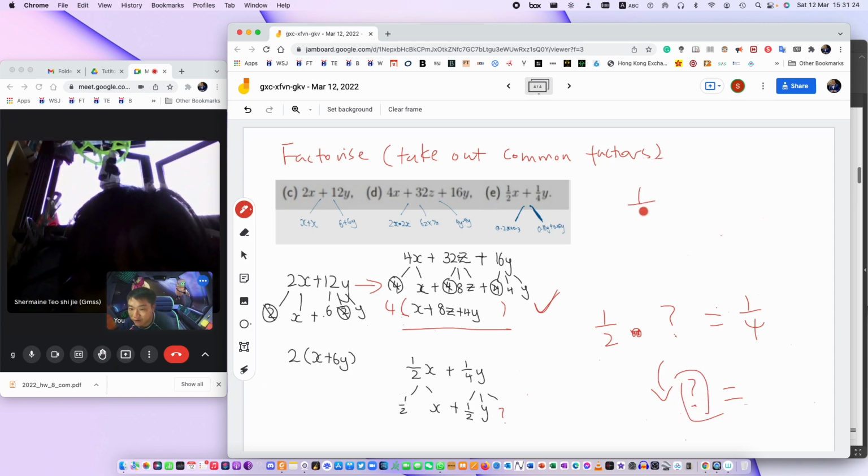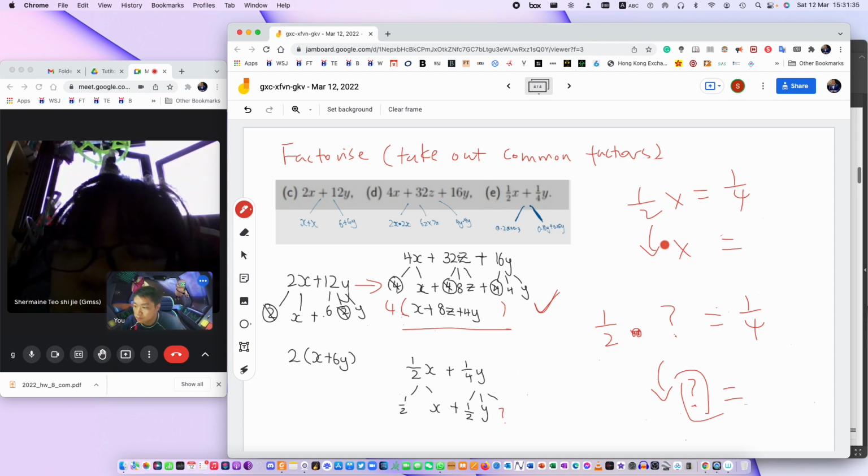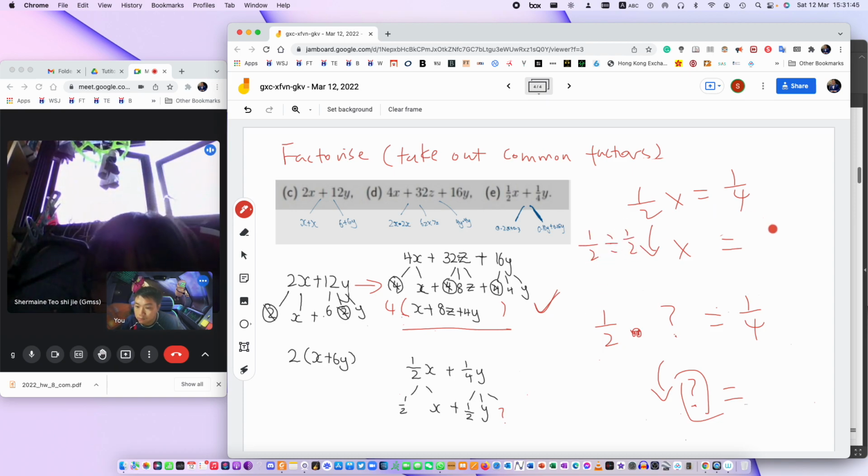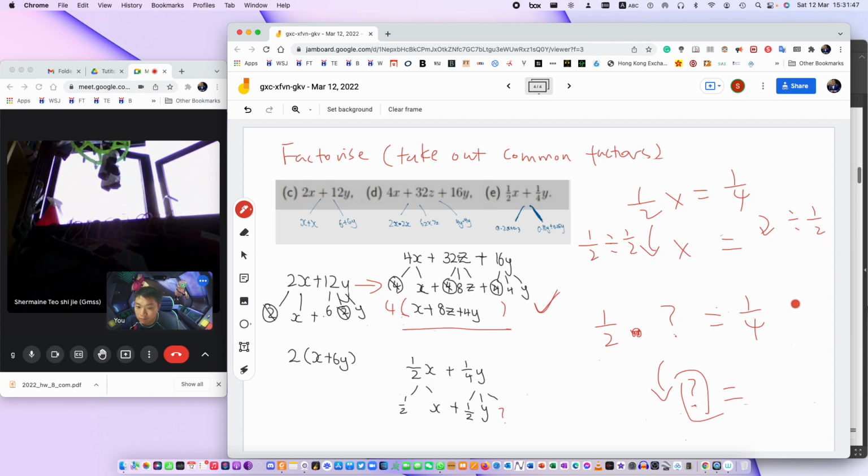It's just like half X is equal to 1/4. How do you get X? How do you get X here? Divide. Which one divide by which one? By 1/2. Like this, right? Then over here is divided by half, right? So same thing. How do you get question mark here? I divide by half. Then here also I must divide by half.